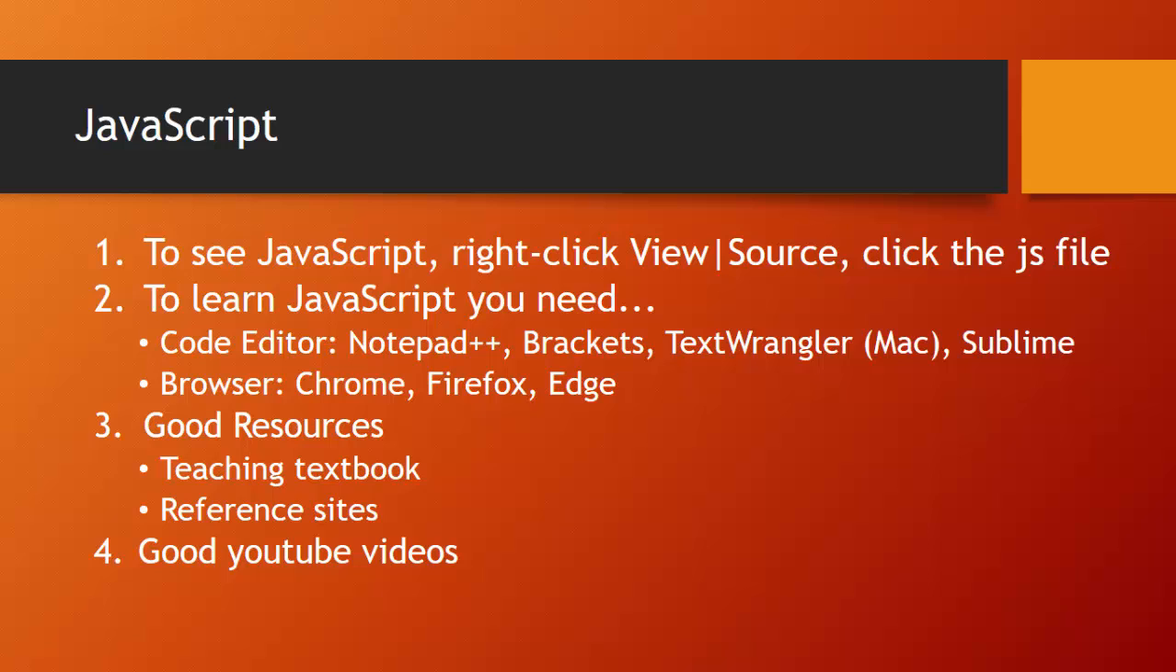You can see that code directly in your browser with the right-click view source trick. To code and learn JavaScript, you need the exact same tools as HTML and CSS. To write it, you need a code editor. To run it, you just need a browser: Chrome, Firefox, Edge. I'm also going to talk about some good teaching textbooks in this short screencast, and some reference sites and some good YouTube video resources. But let's go look and see JavaScript.